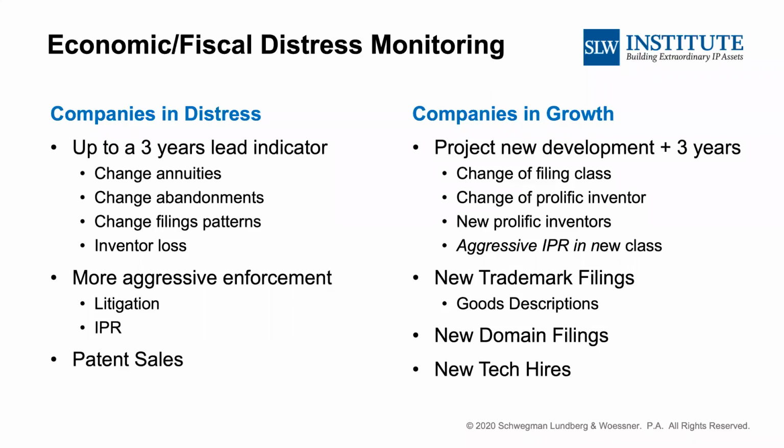of distress. They will stop paying their annuities. You'll see a large amount of abandonments that have really no reason behind them, or their filings have dropped off, or their inventors are leaving and going elsewhere and filing patents in other places. There's about 50 other indicators that I've come up with that would lead me to think the company is distressed, but these are the biggies.